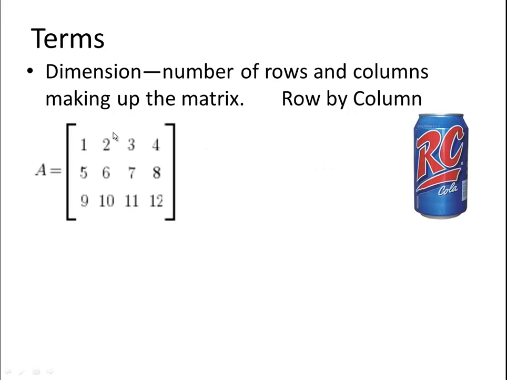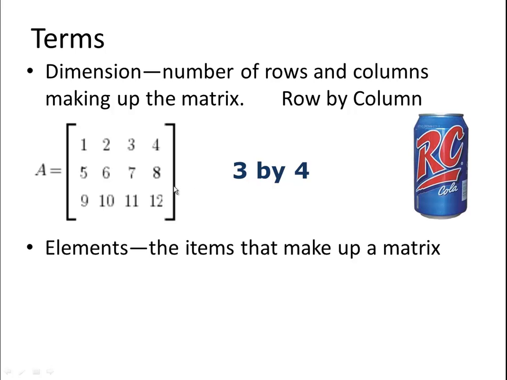Here's an example of a matrix. It's titled A. Its name is capital A there. And this is a matrix. And so the question is, what's the dimension? If we go by the number of rows, we have 3. And the number of columns is 4. So our dimension would be a 3 by 4. This is a 3 by 4 matrix.